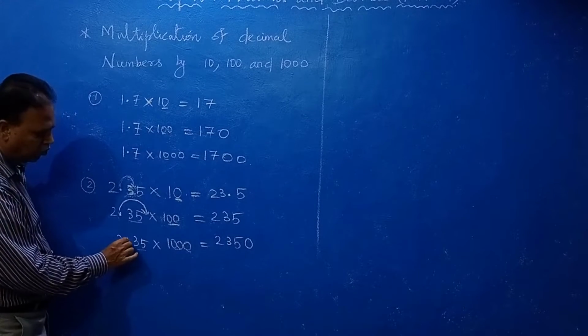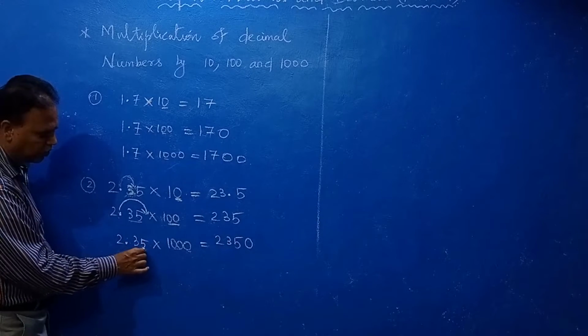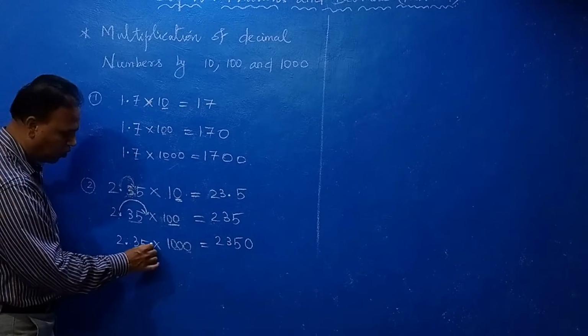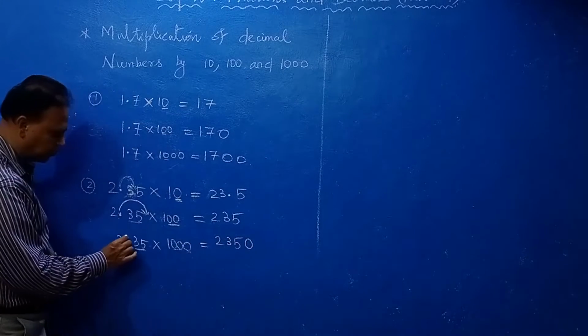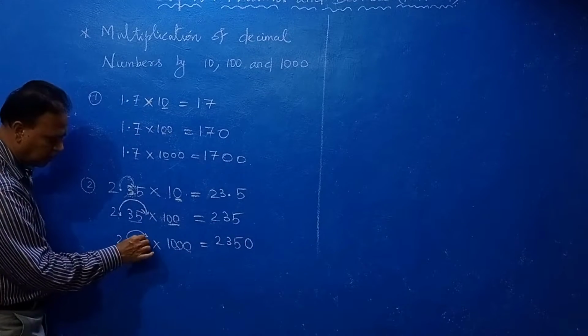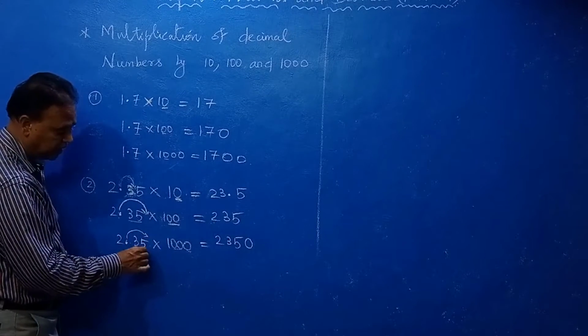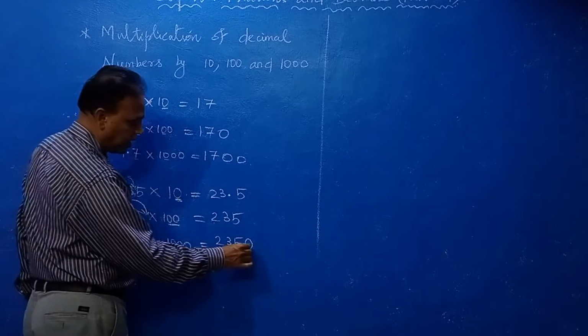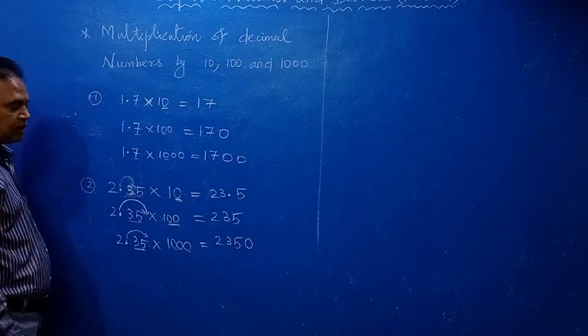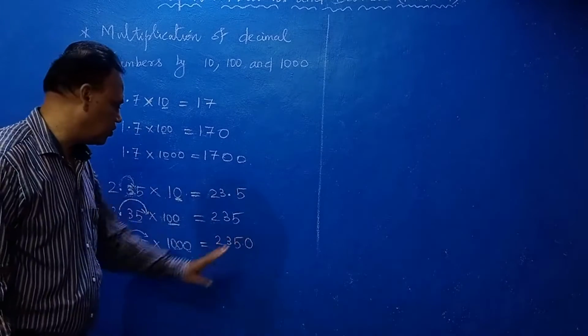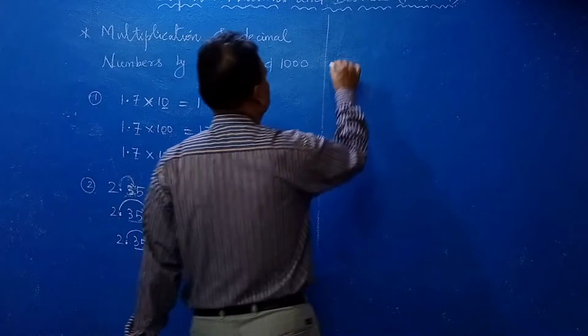Here you have to move this point by 3 digits, but here only 2 digits are there. So you have to add one more digit, that is 0. You have to add 0. Okay. See one more.